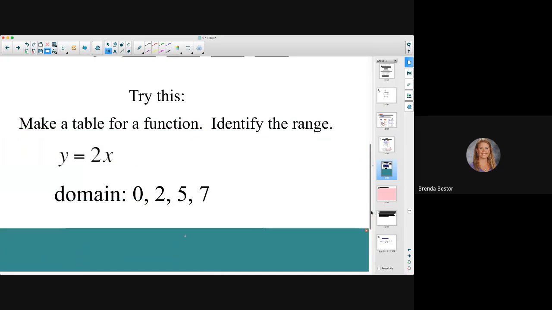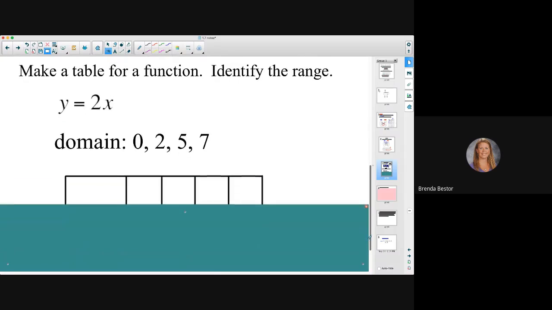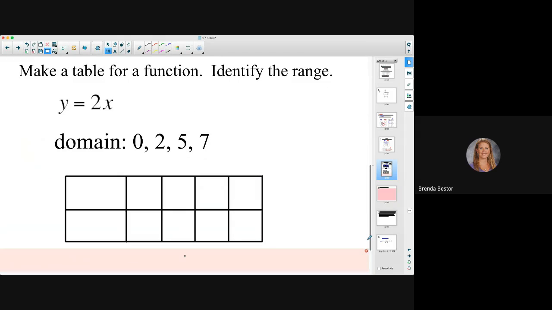Go ahead and try this one yourself. Make a table for the function, identify the range. Fill it out.